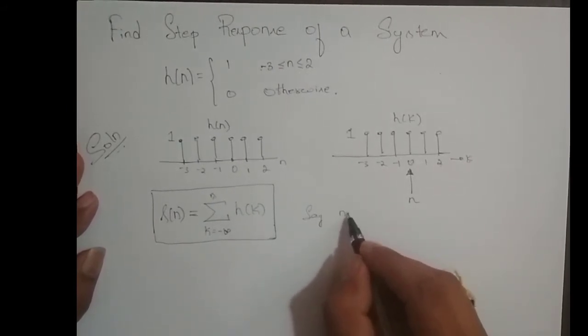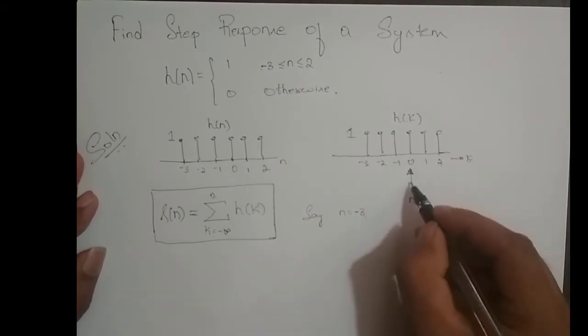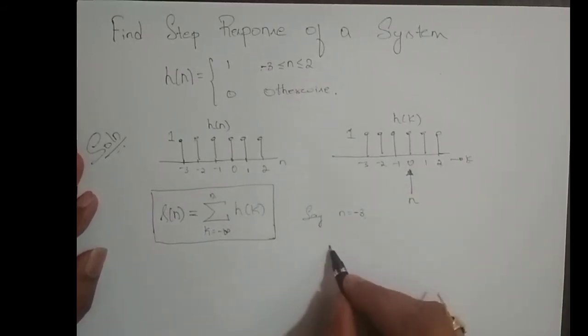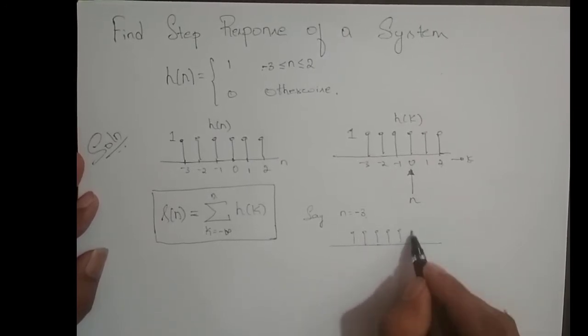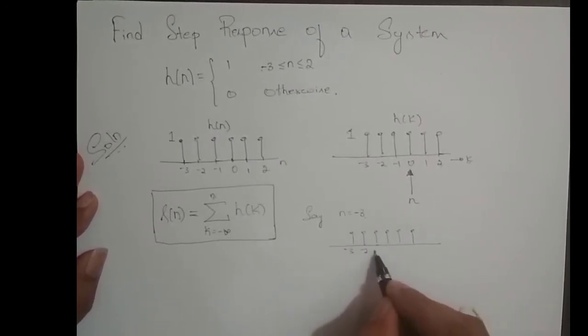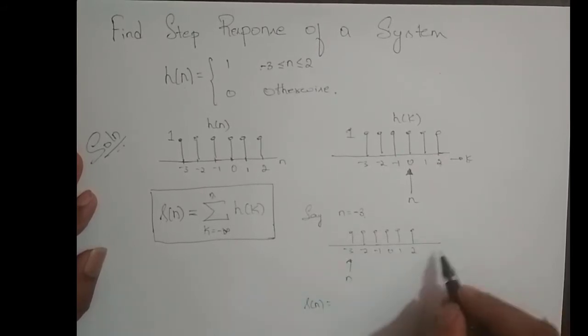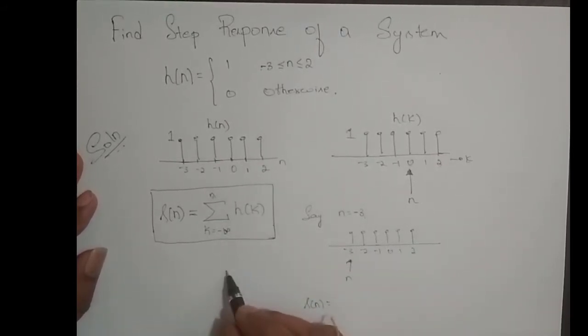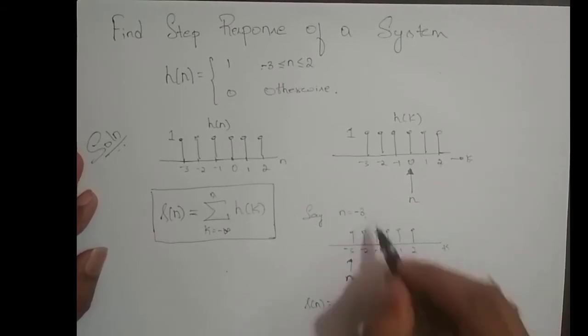Say if I put n is equal to -3, so what happens? The slider is at -3, something like this. So it's -3, -2, -1, 0, 1, 2. What is S of n? S of n is nothing but a running sum. Starting from -infinity till n, I need to sum up all the samples of h of k.